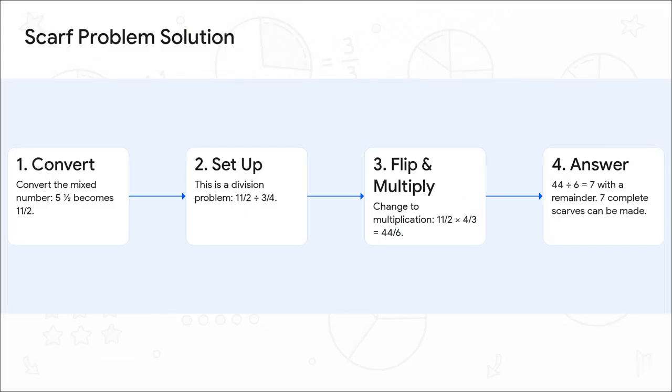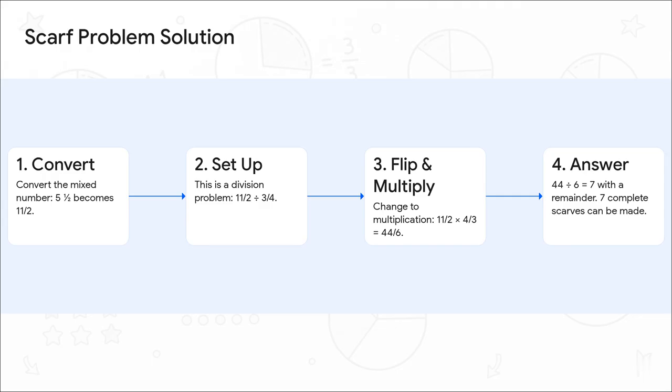Let's break it down. First step, always, is convert that mixed number. 5.5 becomes 11/2. The story is how many 3/4 groups fit into the bigger piece, so it's definitely division. We set it up, 11/2 divided by 3/4. Now we do our move, keep, change, flip. It becomes 11/2 times 4/3.